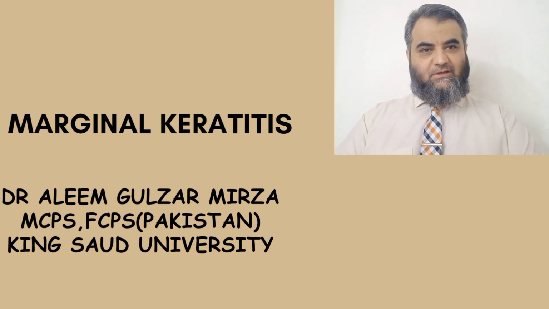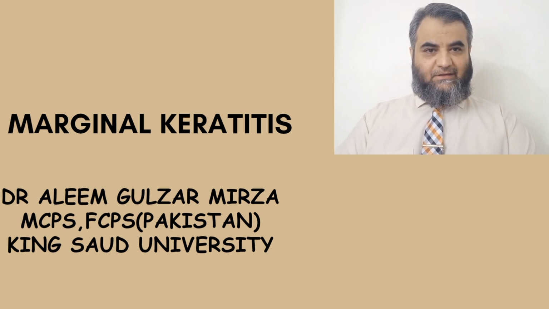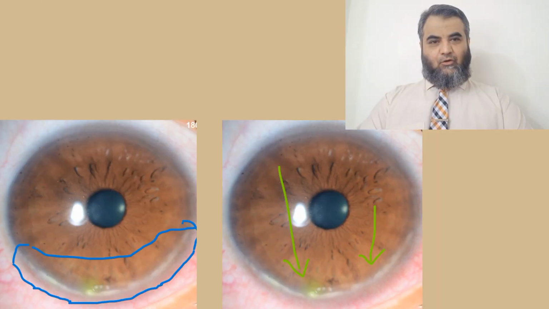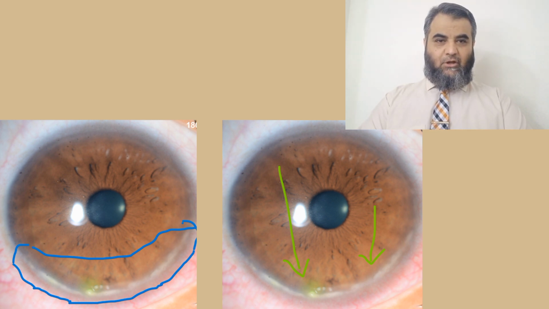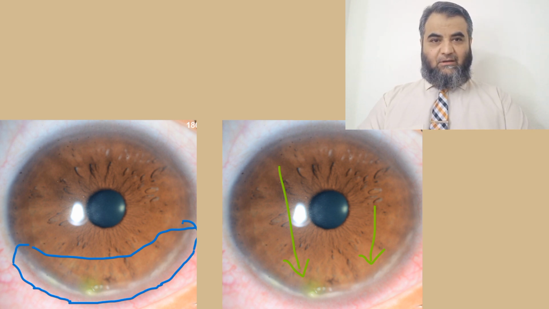Today my topic of discussion is marginal keratitis. These are slit lamp photographs of a 28-year-old patient who presented to our emergency with pain and redness in the right eye. On examination, inferiorly in the right eye she had marginal keratitis along the limbus with some subepithelial infiltrates, which I will explain later on.